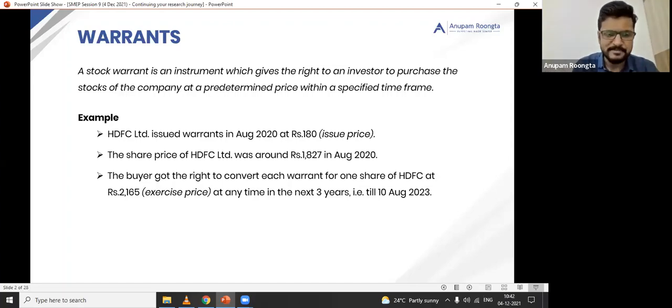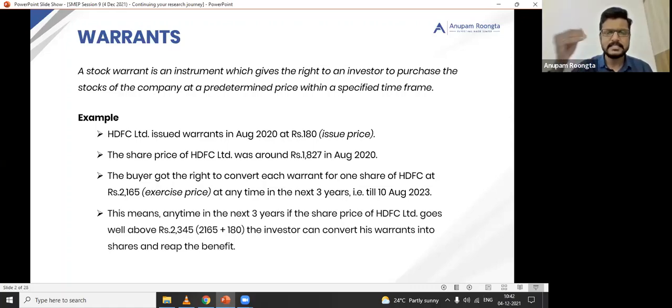Right, now what does it mean? It simply means that any time in the next 3 years, if the share price of HDFC Limited goes above 2345, why 2345? Because you paid 180 plus 2165, so that is your cost. So if the share price of HDFC Limited goes above 2345, the investor can convert the warrants into shares and reap the benefit. For example, HDFC share price goes to 3000, but I have already booked myself by paying that 180 rupees for the warrant, so I can convert it into a share by paying 2165 more. So my cost will be 2345, not more than that. So if the share price goes above that, anytime in the next 3 years, I can convert into shares, and whatever profit is there, I can reap the benefit.